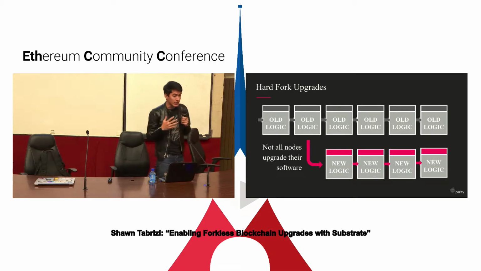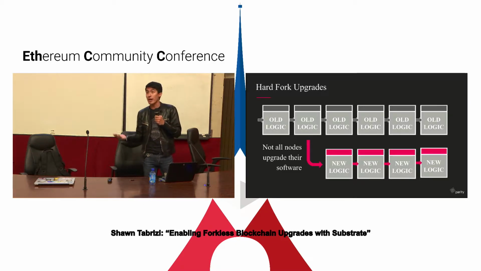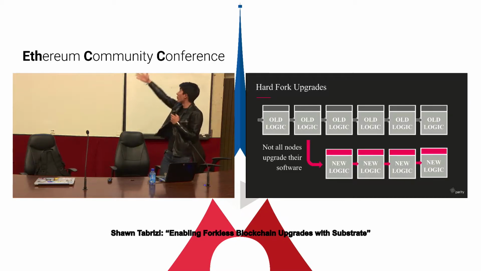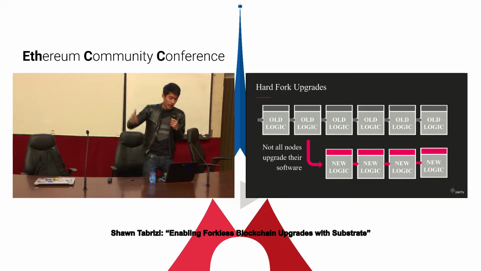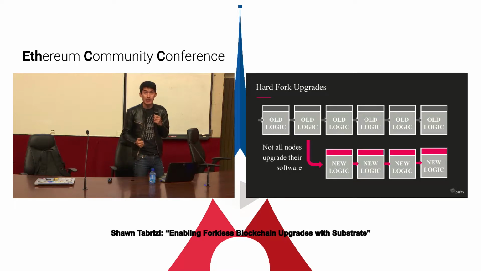Unfortunately, actually getting all of the nodes to upgrade their software is a big task, and not everyone will upgrade at the same time. So what you end up with for a period of time, maybe even forever, is old nodes producing blocks that are incompatible with the new network, and you actually have this fork, where you have a blockchain of new logic and a blockchain of old logic. And this is not a great thing for blockchain upgrades. It makes the whole process really nasty.